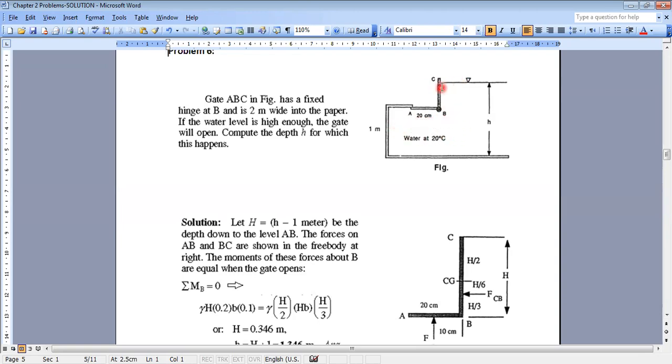So I have water in contact with BC, and I have water in contact with AB. Along BC, the atmospheric pressure is constant, even over 20 centimeters. The variation of atmospheric pressure with height can be neglected because the density of air is very small. So you can neglect the change in atmospheric pressure with altitude.